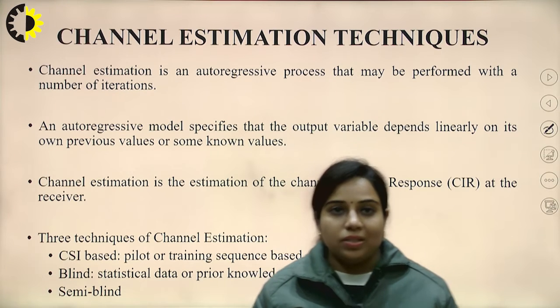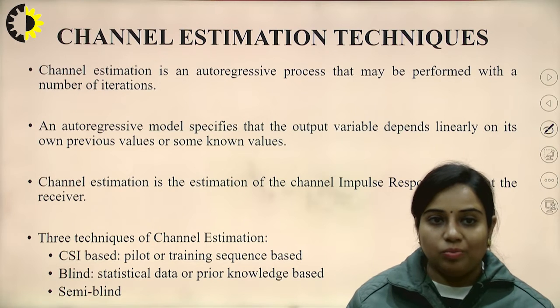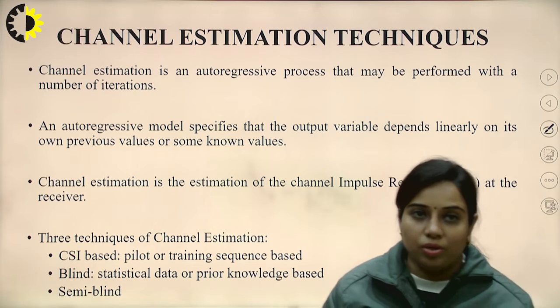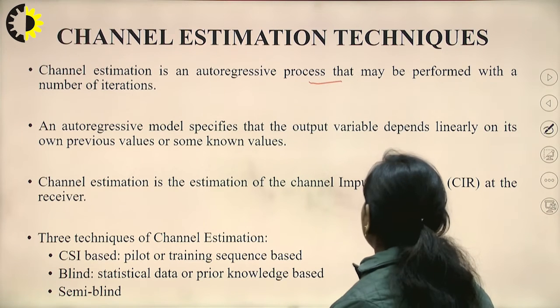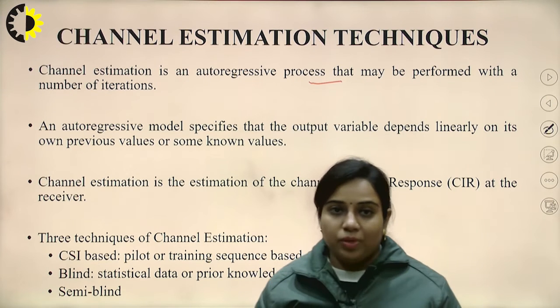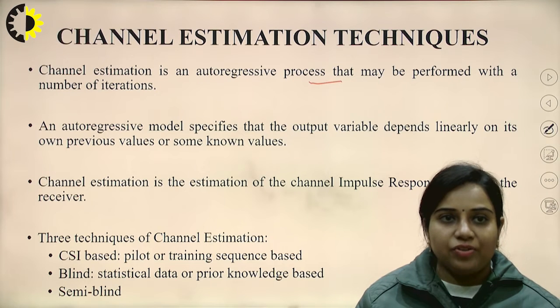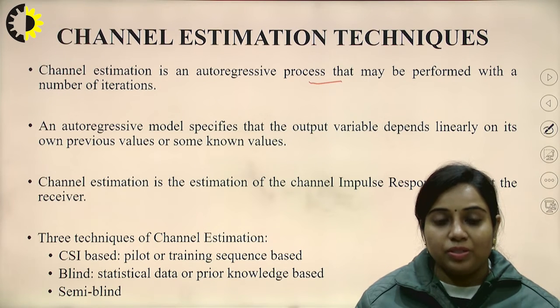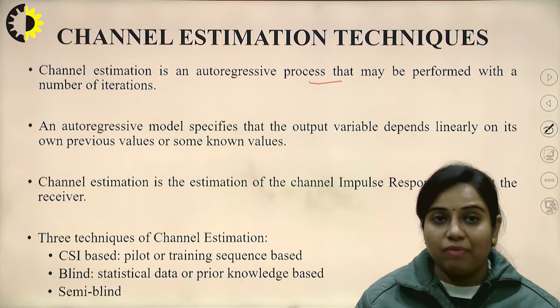So, first we will see what are channel estimation techniques, how we are going to estimate whether equalization is required or not. Channel estimation is an autoregressive process that may be performed with a number of iterations, which means whenever the input signal changes, the iterations will be there. Number of iterations means number of repetitions the particular algorithm will work, so that the channel will be estimated. We have to estimate the value at the receiver side.